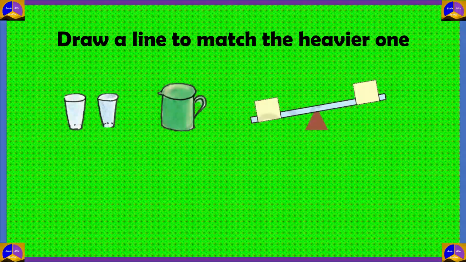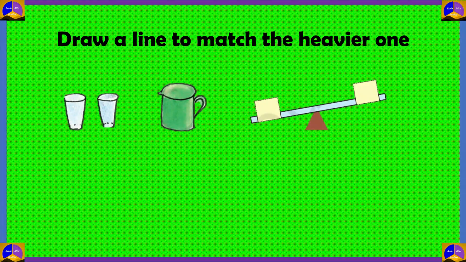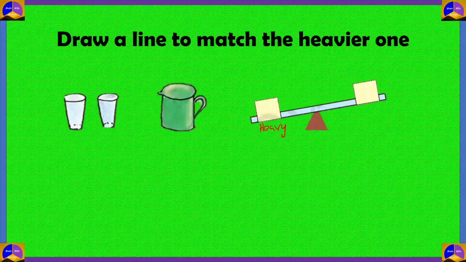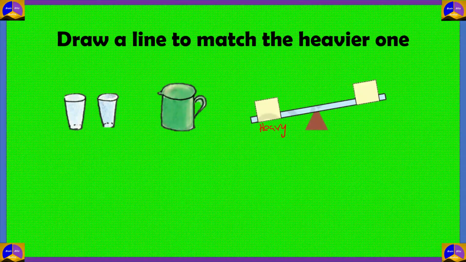Next, now let's look at the seesaw. In the seesaw, this will be the heavy part, because if an object is heavy, it will be on the lower part of the seesaw. So which will be the lighter part? This one, because if an object is light, it will be on the higher part of the seesaw. Now let's look at the objects.